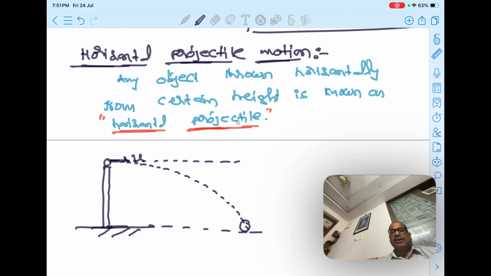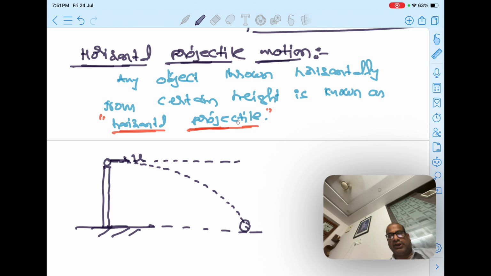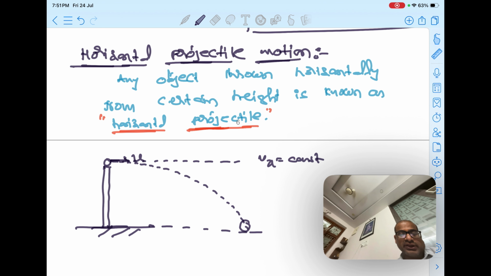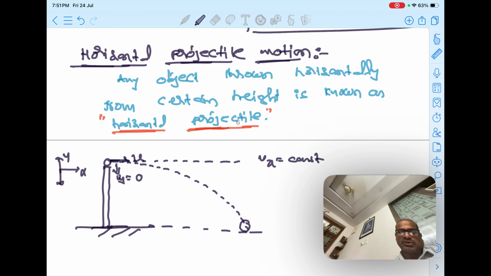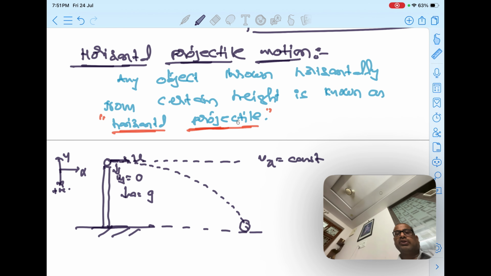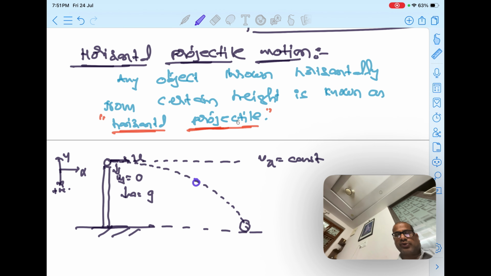As in the case of oblique projectile, in the x direction there is no effect of gravity, so in the x direction velocity remains constant. If I take this as x and this as y, initially in the y direction velocity is equal to 0. I am taking downward as positive and upward as negative. Gravity acts downward, so acceleration a is equal to plus g. After some time its position is over here, then it lands over here.